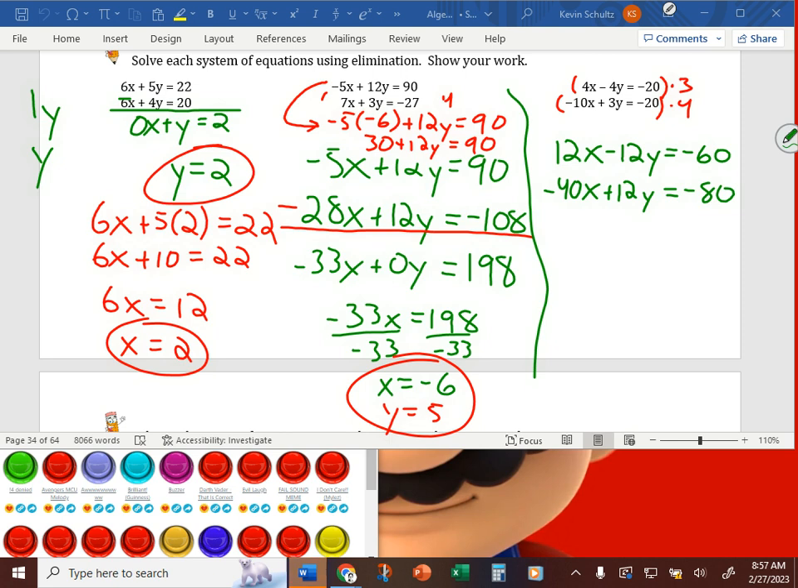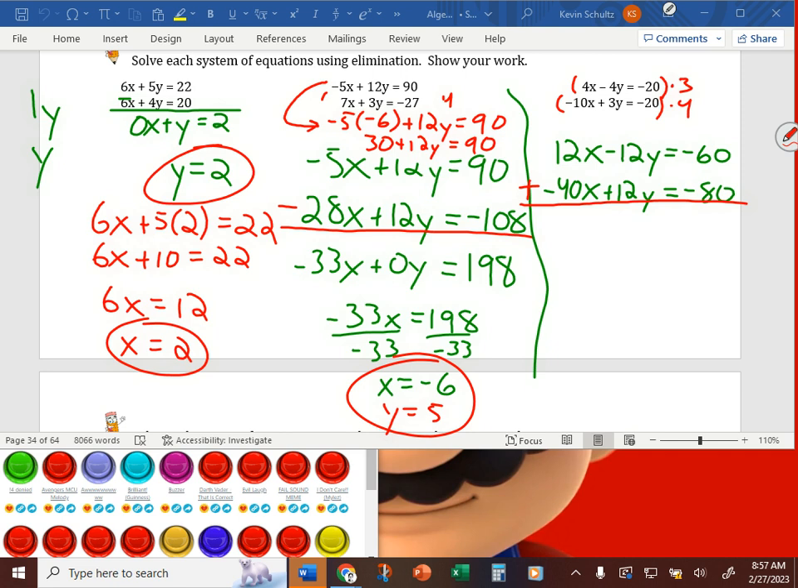Now, how do we get a negative 12 and a positive 12 to be 0? You're going to add them, right? We're not going to subtract here because negative 12 minus 12 would be negative 24. That doesn't get to 0. Okay? So in this case, it's the first time that we've had to do this. We are adding these equations because negative 12 plus 12 is what brings us to 0.